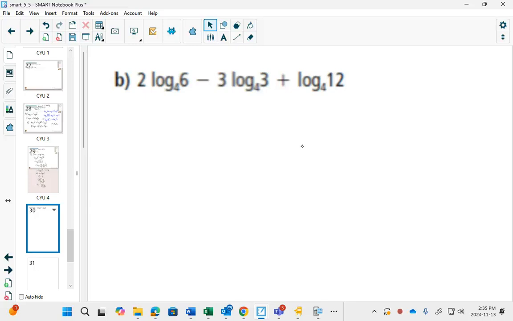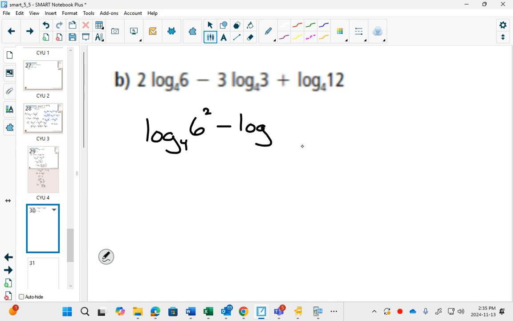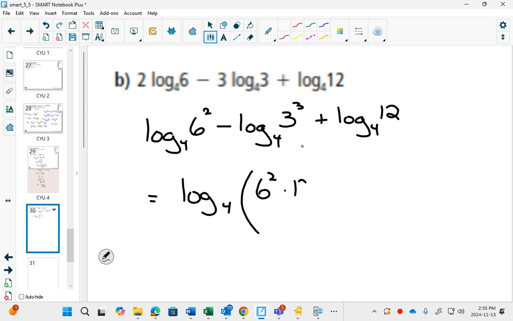Again, non-calculator. We're going to try to put this together. Step 1, put in all the numbers in front as exponents. And then as the shortcut, first of all, I notice they all have the same base, so I'm allowed to use my log laws. And whatever is positive, that'll be the 6 squared, and the 12 will be in my numerator, and 3 cubed will be in my denominator.